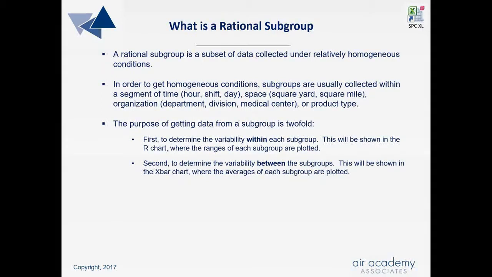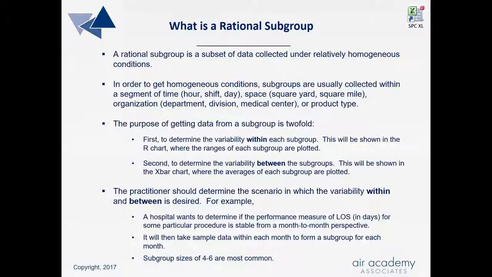We would expect the within subgroup variation to be less than the between subgroup variation because of the homogeneity of the subgroups. Let's take an example to give you a glimpse of what a subgroup really is. The practitioner should be the person who determines the scenario in which the variability within and between is desired. For example, suppose a hospital wants to determine if the performance measure of length of stay in days for some particular procedure is stable from a month-to-month perspective.